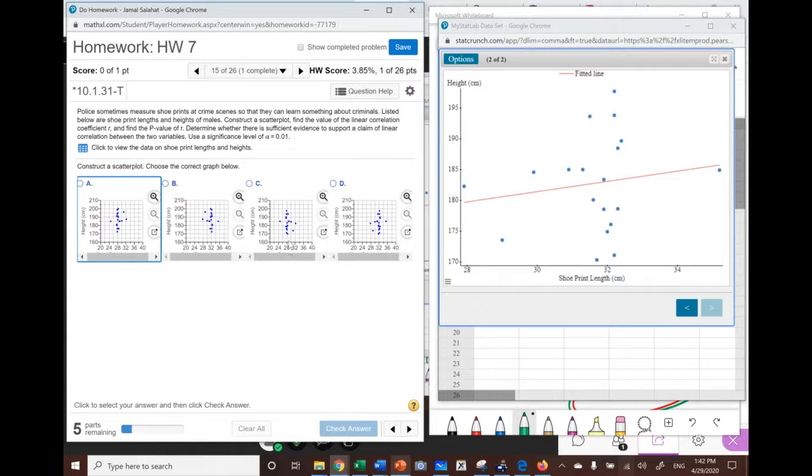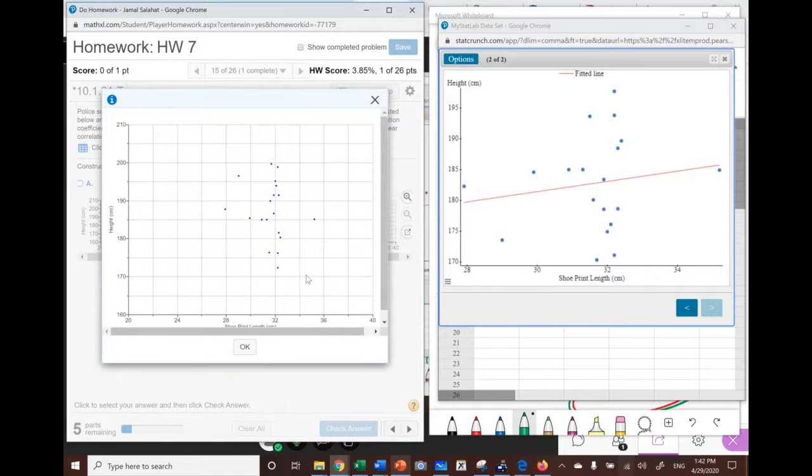And C, the points are clustered around 28. It's not a good answer. D, the points are clustered around 32. So it's going to be either between B or D. Okay, so let's try to make B large again. Notice that the points are clustered around 32, and they go down to 28 or a little bit under 28, which is good because this is 28 and they go a little bit under 28. So it seems like this graph, B, is reasonable.